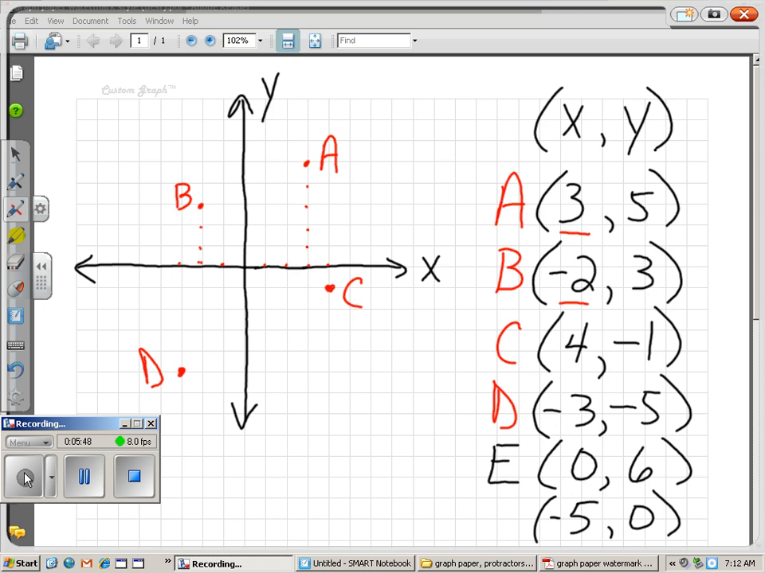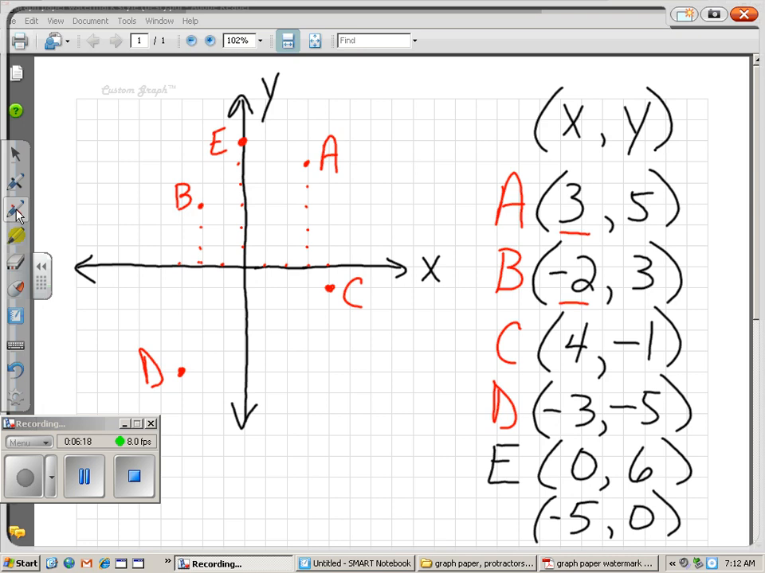So look at point E, 0, 6. Now 0 is my x-coordinate, and that tells me how many steps to go left or right. Since it's 0, I'm not going to go left, and I'm not going to go right. I'm going to stay put. And then I look at the 6, and it's a +6 on my y-axis. It tells me to go 6 steps up. So I'm just going to go 1, 2, 3, 4, 5, 6 steps up. And that's my point E.